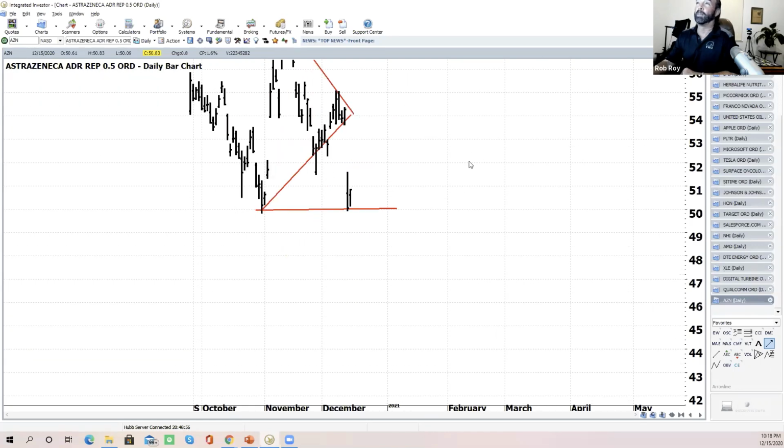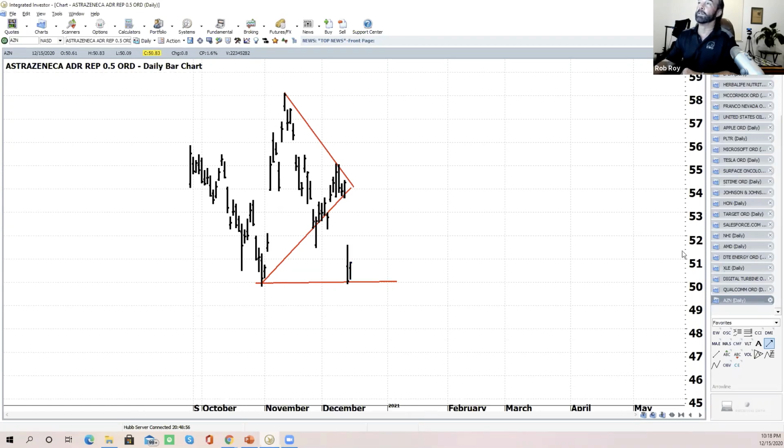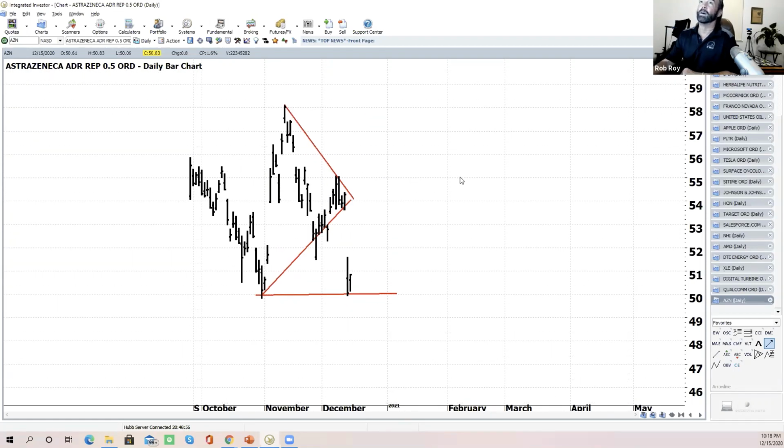So that's your stop loss. If you're wanting to trade it to the long side, don't give it much room below 50 before you either exit or adjust it to the downside, because it could go anywhere. But from the triangle rules, it should move back up there.